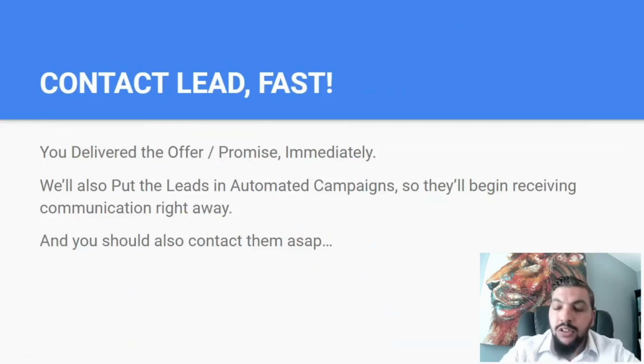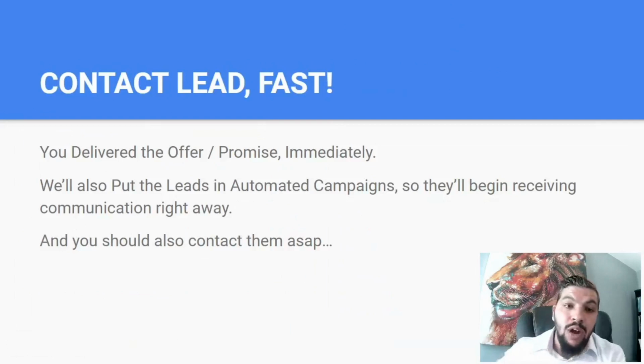Okay. So their experience is they click through the form, their information comes to us. They go through to the list of homes right away. And since we put them in the CRM, we're automatically going to put them in an automated campaign. So they'll begin receiving communication from us right away. So you're already contacting them immediately, right? You're delivering the offer, which is the list of homes that you promised them. They're already put in your CRM, so they're probably going to get a quick thank you text or email.